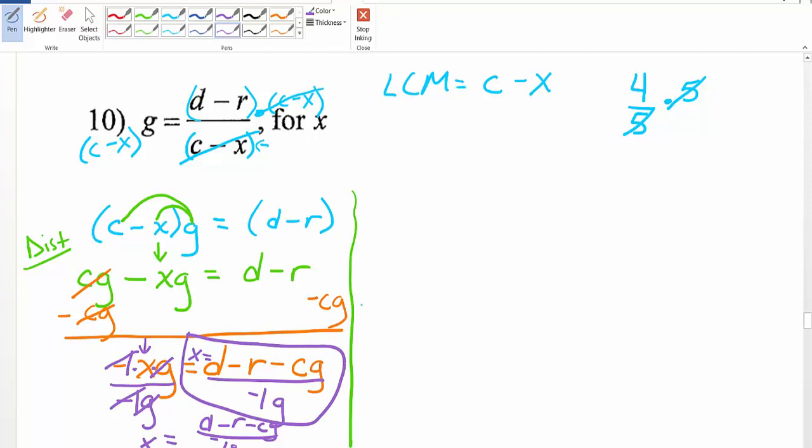So that's the distributing method, okay? And it's a perfectly good method. If you honestly write this on a test of mine, I would absolutely accept that. Now let's look at the other method.